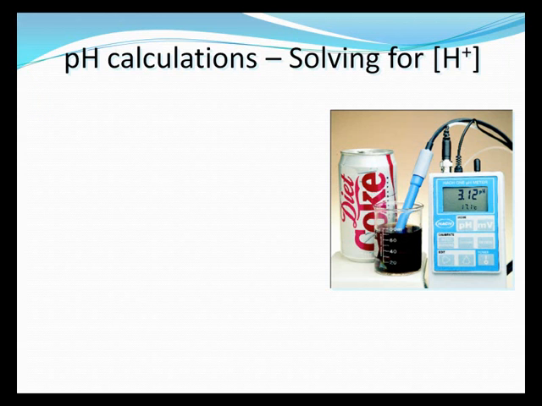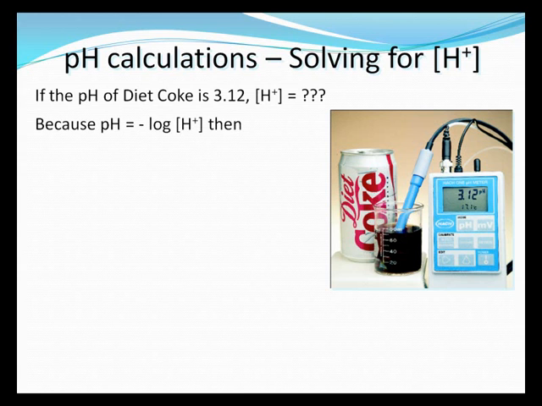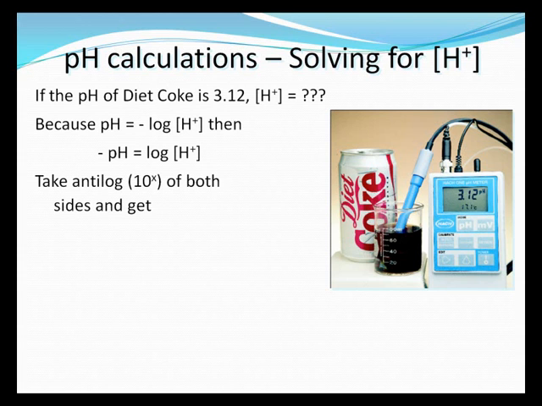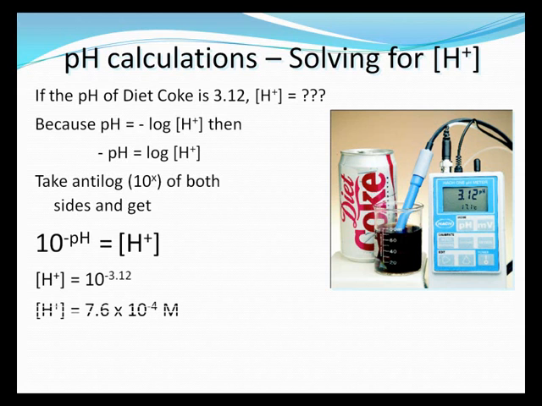Well, sometimes we're going to go the other way. If you take a pH meter and put it into some cool Diet Coke, you're going to find it reads 3.12. Well, what is the concentration of H+? Because pH is the negative log of H+, it then follows that the negative pH equals the log of H+. If we take the antilog, or raise 10 to the x, of both sides, we get 10 to the negative pH equals H+. Since pH was 3.12, 10 to the negative 3.12 is H+, and using our calculator we can solve, and we get 7.6 times 10 to the minus 4 molar.